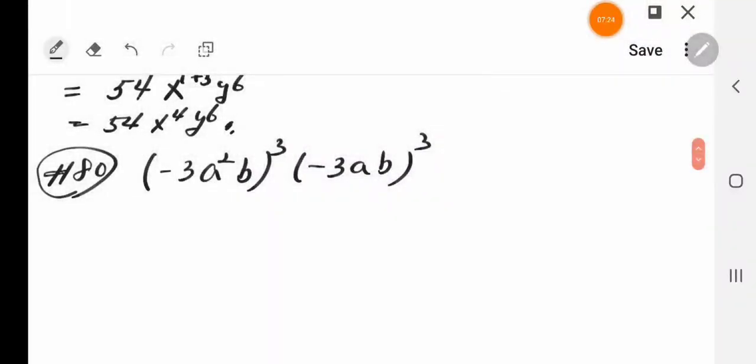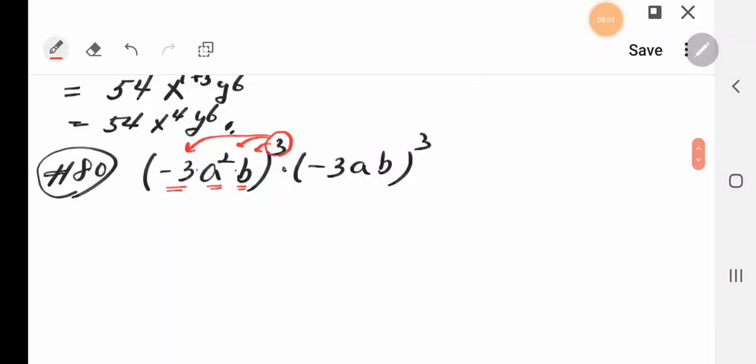Let's try number 80 in the exercise. This looks more complicated, but we will just follow the properties. This is a product. We have one exponential form and another exponential form, and this is a product. So let's simplify the first exponential form first. The base contains again 3 factors. So we will assign this power to each factor.